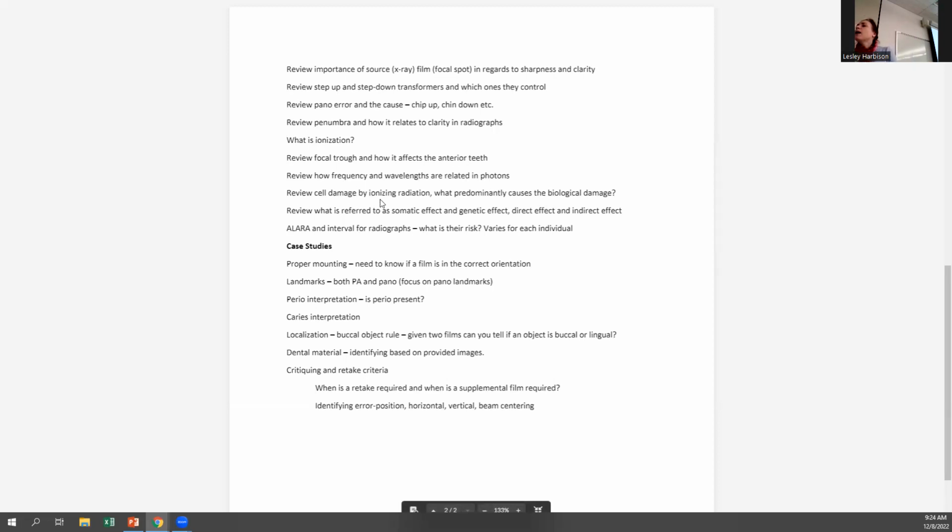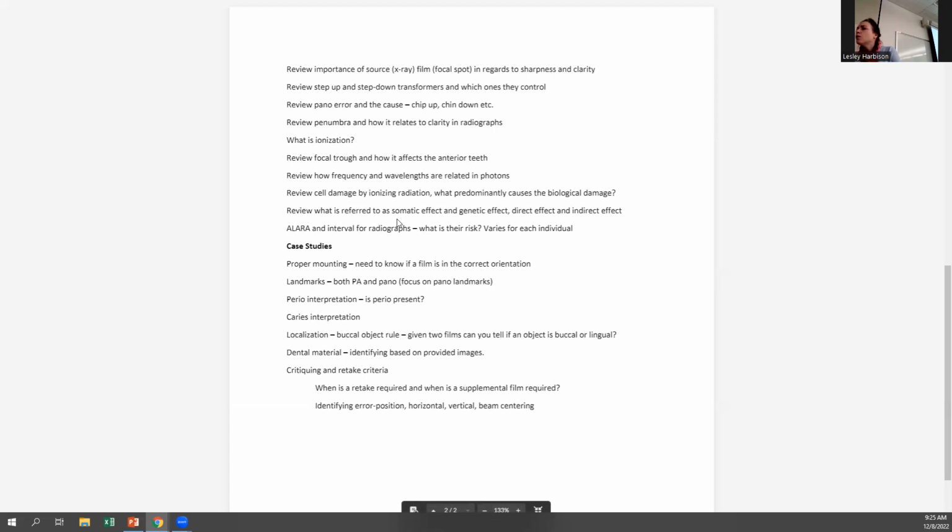Review cell damage by ionizing radiation. What predominantly causes biological damage? We talked about that. Predominantly, radiolysis is going to be the main thing, and it's going to be more indirect hits, right? Because you're going to hit more of the water molecules. It'll cause these kind of toxins, which will cause the damage. So that's more of an indirect hit than a direct hit to the DNA.